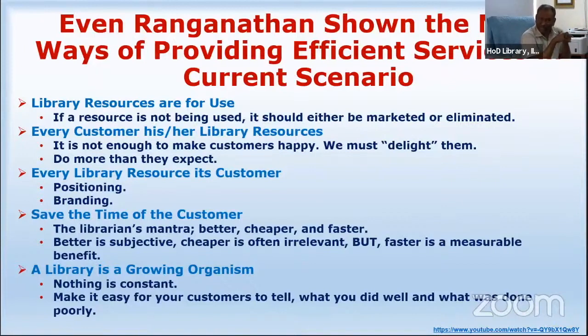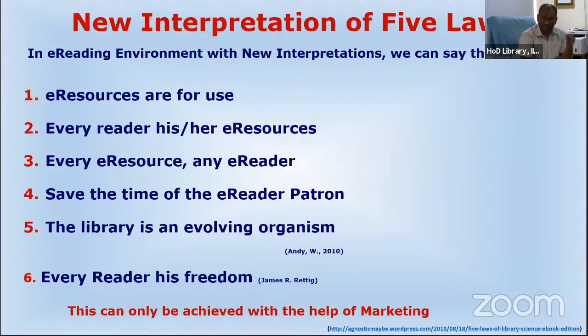Then save the time of the customer. The librarian's mantra: better, cheaper, and faster. Better is subjective, cheaper is often irrelevant, but faster is a measurable benefit. Then a library is a growing organism, so nothing is constant. Make it easy for your customer to tell what you did well and what you could not do well or did poorly.